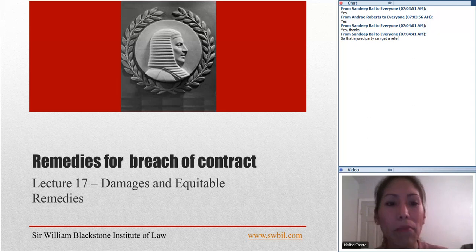How do we measure the loss of the injured party? The law has traditionally used two measures. One protects expectation interest, and the other protects reliance interest. In some cases, the injured party seeks an award based upon a restitutionary interest. In brief, a restitutionary measure is calculated with reference to the defendant's gain rather than the claimant's loss. We are going to see these measures in detail when we continue with the class.